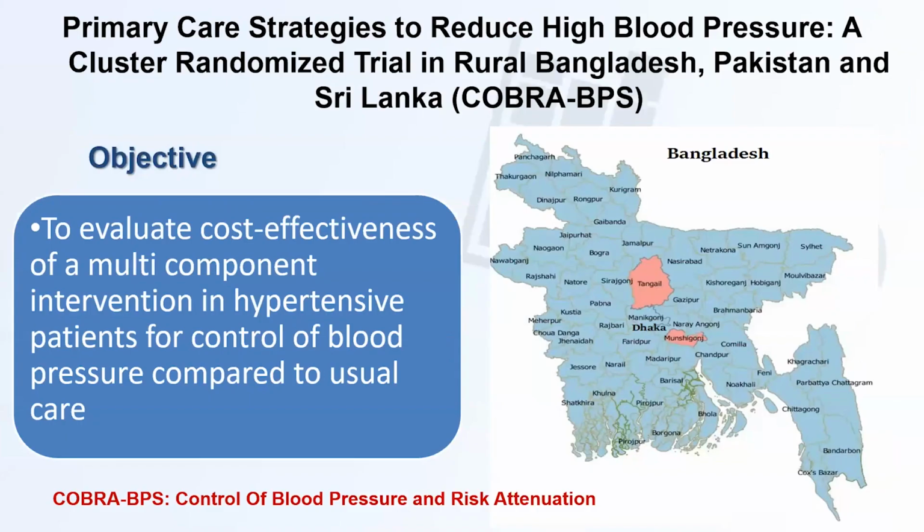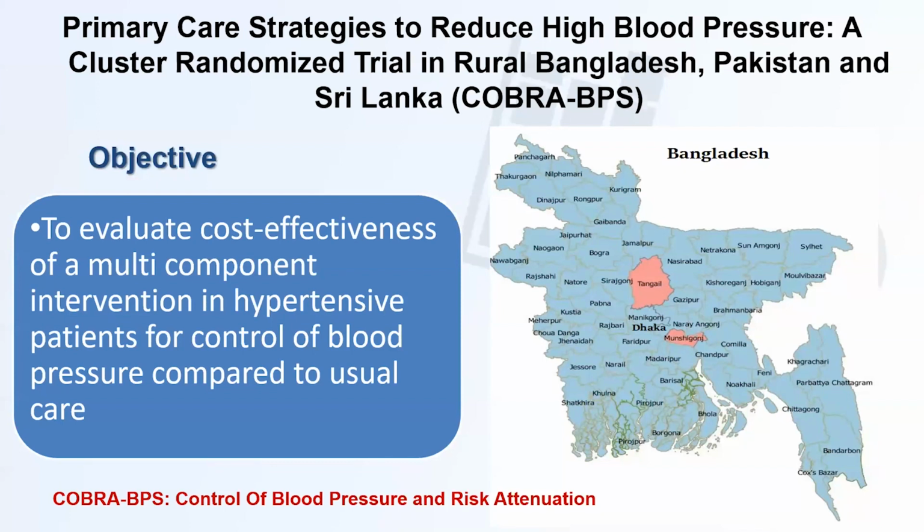So a group of researchers in Bangladesh joined researchers from Pakistan and Singapore and Sri Lanka to devise a nice intervention to be built into the primary care system of these 3 countries. And they wanted to look at the cost effectiveness of this multi-component intervention to control hypertension. So it is famously known as COBRA-BPS, that is not a snake, but Control of Blood Pressure and Risk Attenuation in Bangladesh, Pakistan, Sri Lanka.